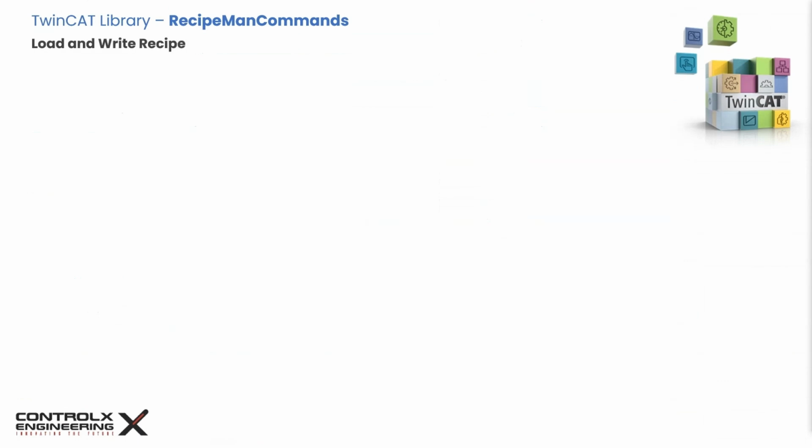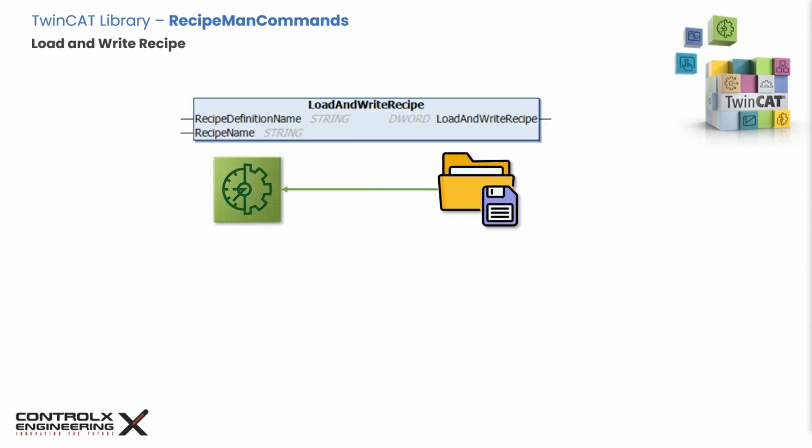This method loads the specified recipe file and writes the recipe into the PLC variables as per the recipe definition. The file must be stored under the standard name as described earlier. Any alteration to the file name structure will render the recipe file unrecognizable. It also has a return value of type double word to indicate the status of the load operation.